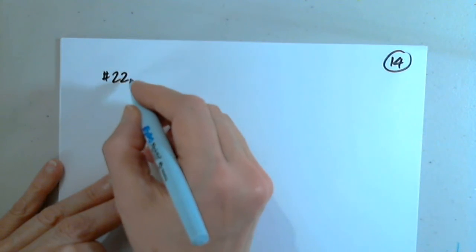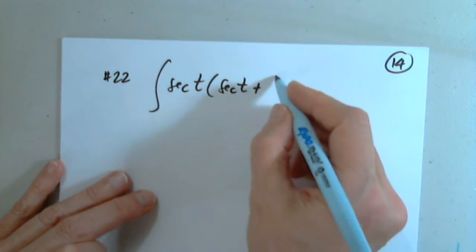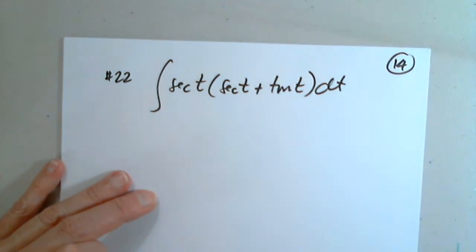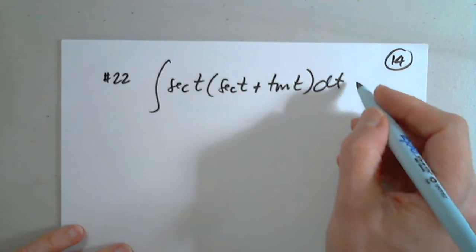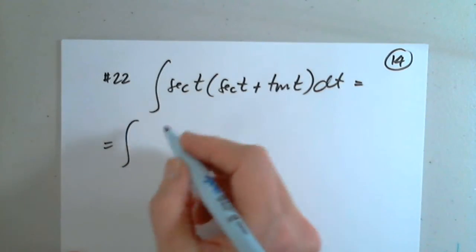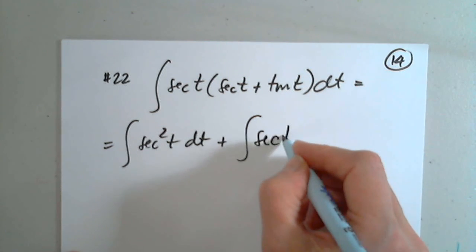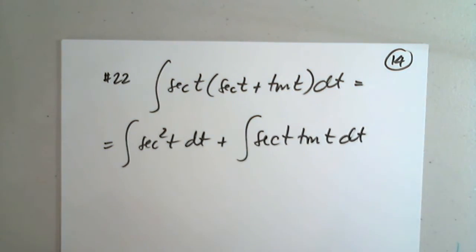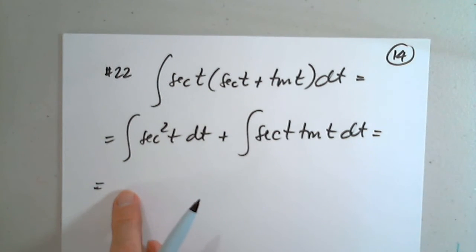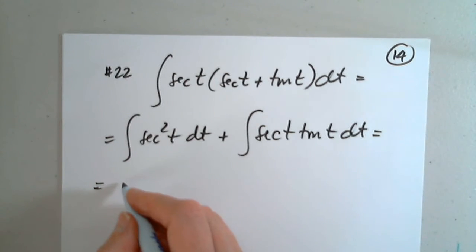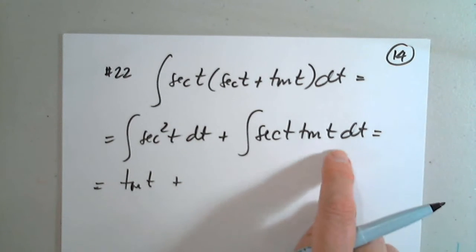So 22. The integral of secant t plus tangent t dt. Perfect example. There is no technique here. Basically, it is the integral of secant times secant dt plus secant times tangent. Which function prime is secant squared? Tangent. Very good. Plus, which function prime is secant tangent?